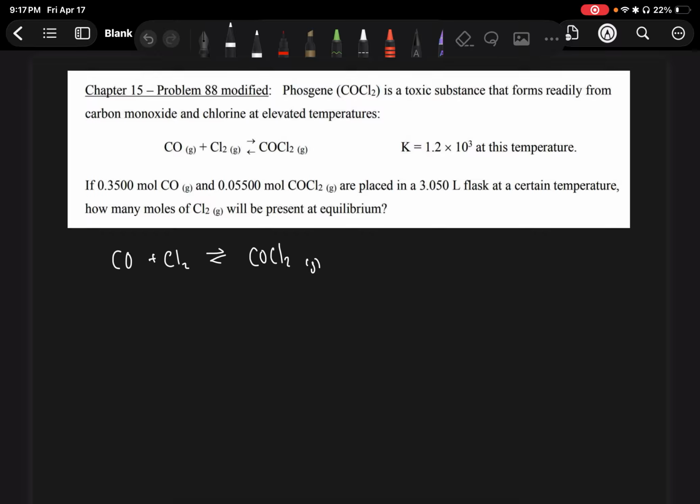COCl2. But I got my final on Wednesday. I had my econ today. I have OChem on Tuesday, and I have English on Monday, bro. This is cooked.